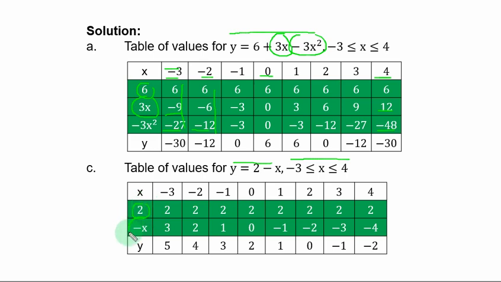Now, to get minus s, you simply multiply each value of s by minus 1. So minus 1 times minus 3, you have 3. Minus 1 times minus 2, you have 2. Minus 1 times 1, you have 1. And so on. To get y, you add. So you have 5. If you add, you have 4. You have 3. You have 2. You have 1. Here is 0, minus 1, minus 2. Next thing is to plot the two graphs.